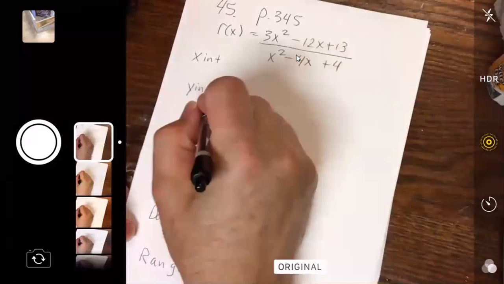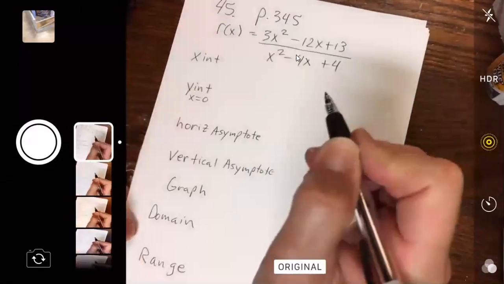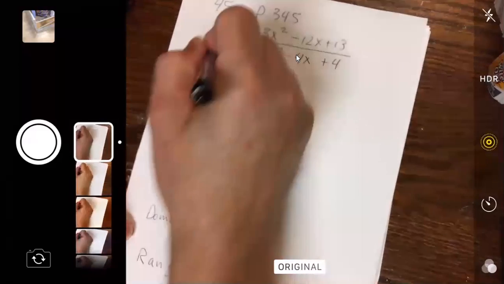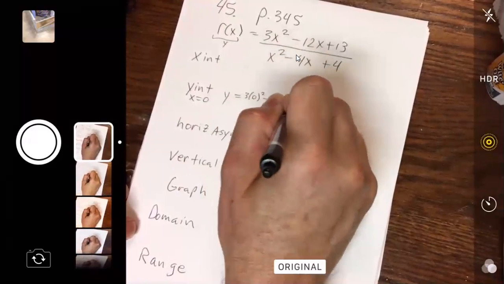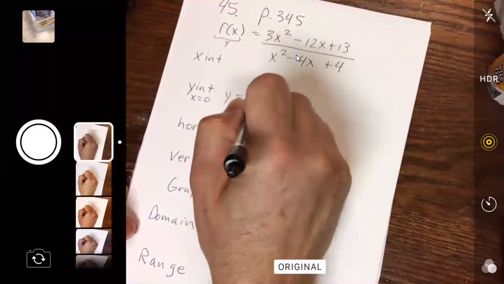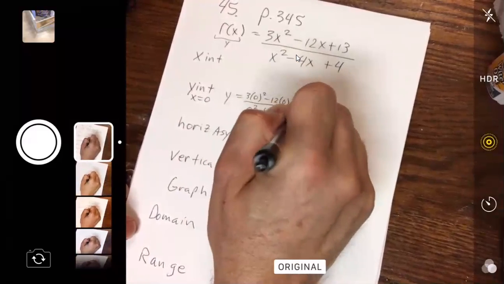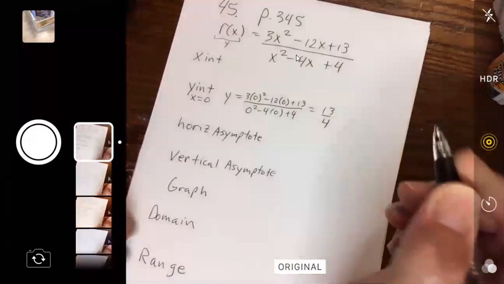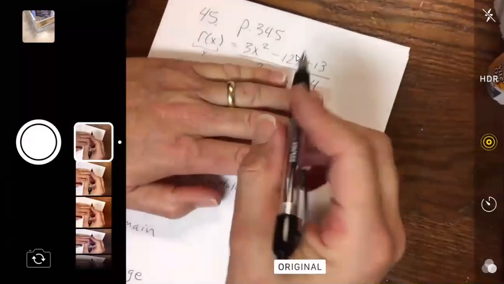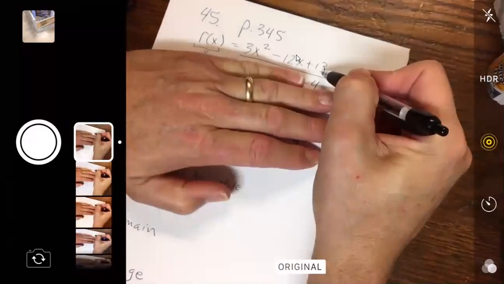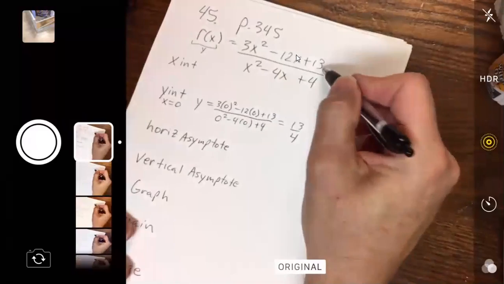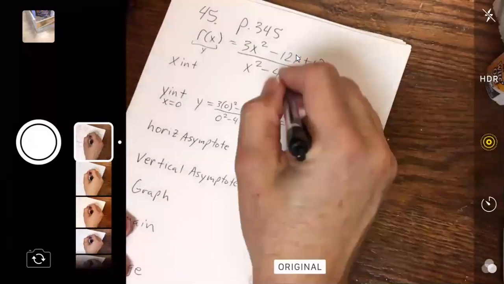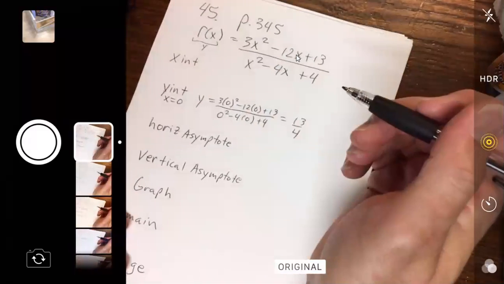And about the easiest is the y-intercept. That means x is 0. So your y would be 3 times 0 squared minus 12 times 0, add 13, over 0 squared minus 4 times 0, add 4, and you get 13/4. It makes sense. Remember how we said individually, your y-intercept is always the number on the end? So if you divide two of them, it's going to be the ratio of the numbers on the ends, because x is 0 kills every x term in front of them.